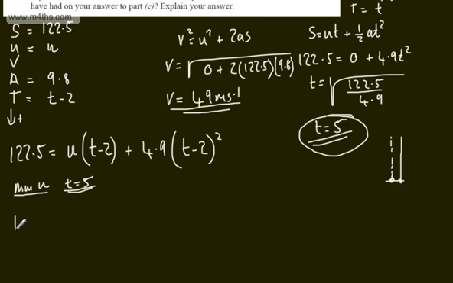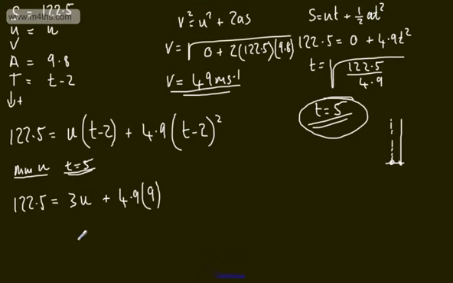So what we've got then is 122.5 will be equal to, subbing in the 5, that's going to give me 3u, plus 4.9 multiplied by the 9. So all I've done is essentially put in here 3 squared is 9. So let's do some calculations. 122.5 minus 4.9 times 9, and then we'll divide that by 3, and that will give me u.